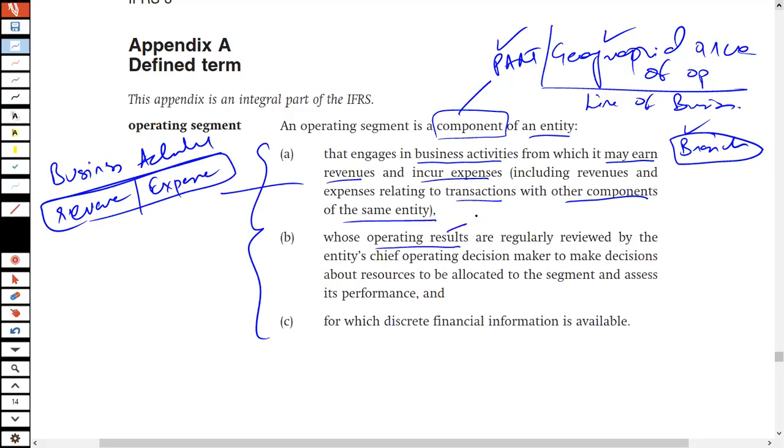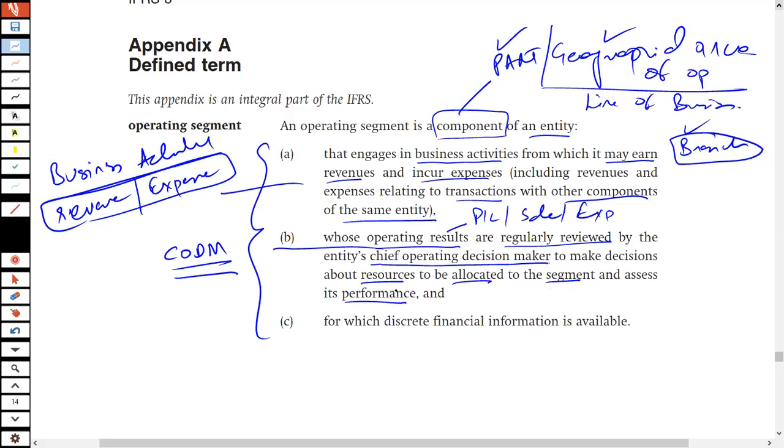Second, whose operating results? Operating results would actually mean the profit and loss account, the sales, the expenses, etc. Whose operating results are regularly reviewed by the entity's chief operating decision maker? We give this the short form CODM. The chief operating decision maker reviews them to make decisions about resources to be allocated to the segment and to assess its performance. And third, for which discrete, meaning separately identifiable, financial information is available.